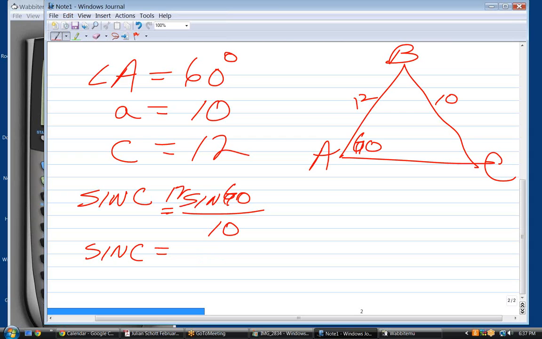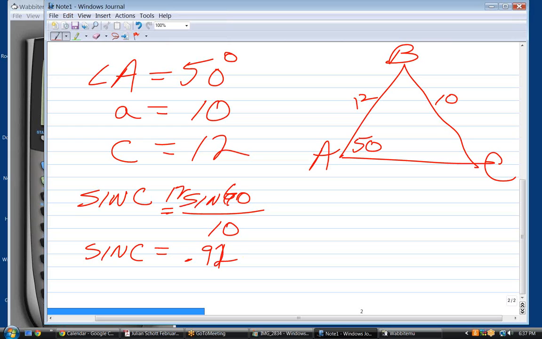Sine of 60 divided by 10 gives 1.03. Let's make it 50. Okay, sorry. It's good practice, actually. I got 0.91, so 0.92.